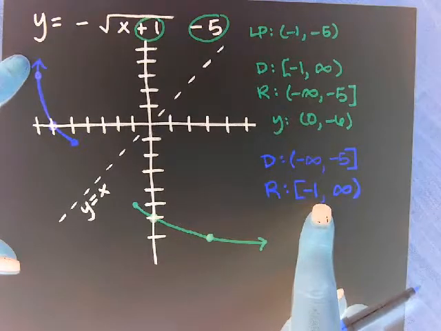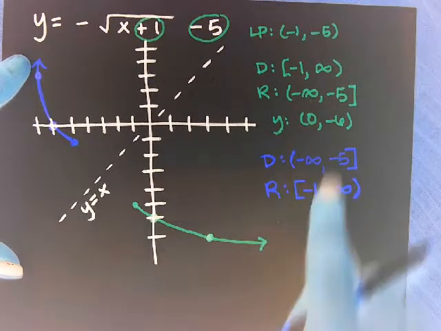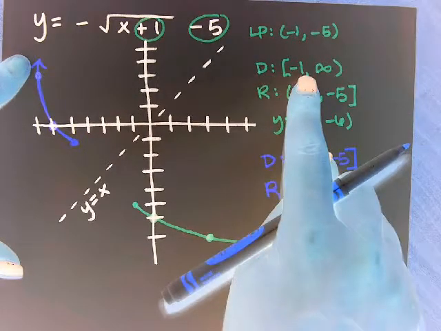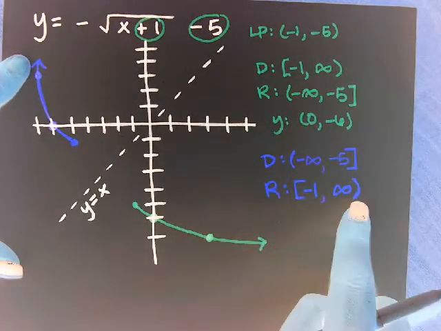Okay, so what do you notice there? Comparing the range to the original domain. So this domain described the x's. So in the inverse, it describes the y's. You guys see that? Okay.